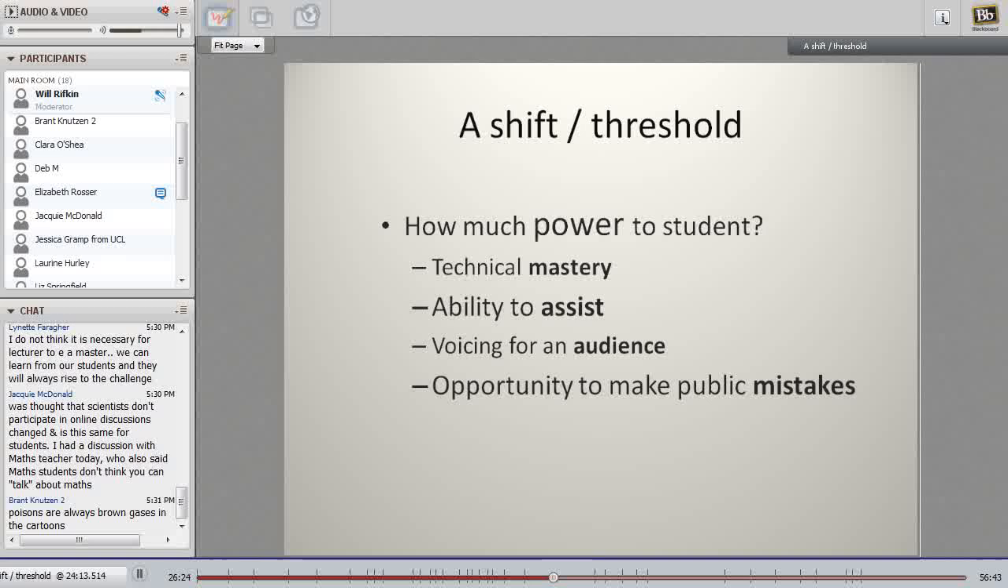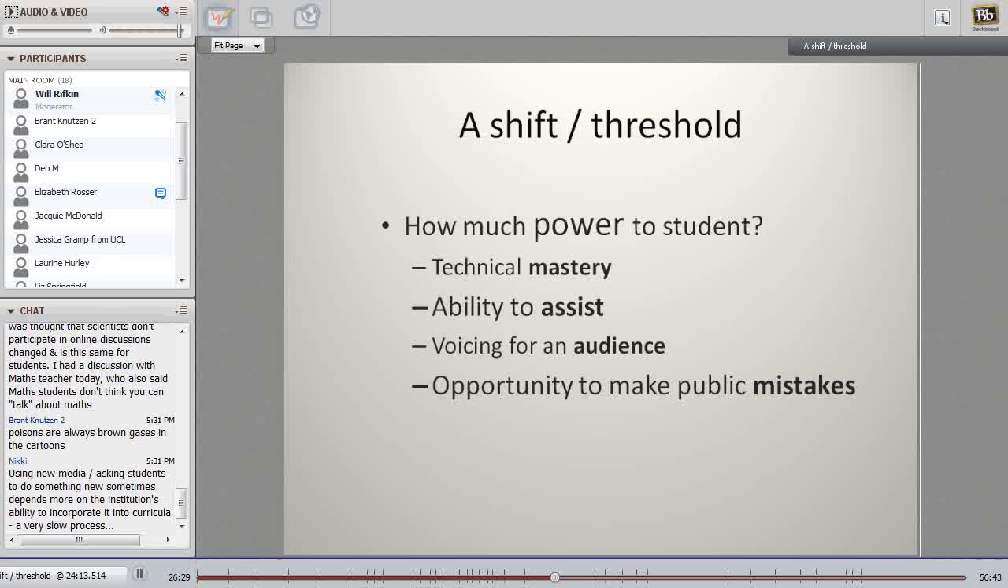Going on too quickly for me to read. Yeah, Jackie's made an interesting point there. I just wondered if you want to respond to that one.